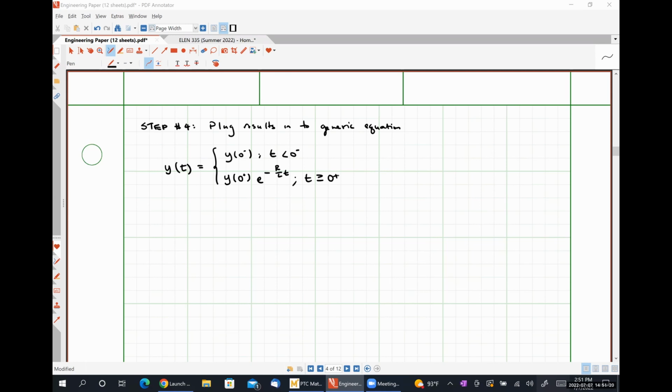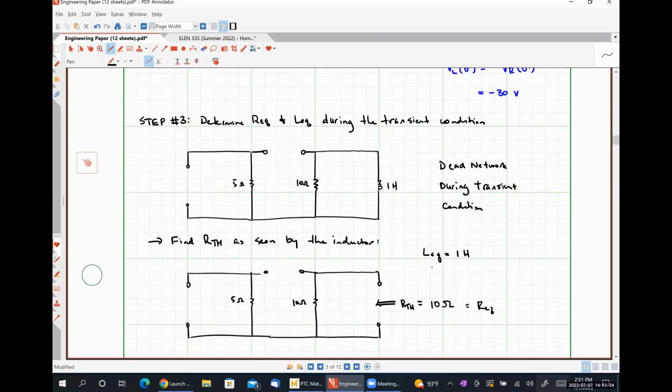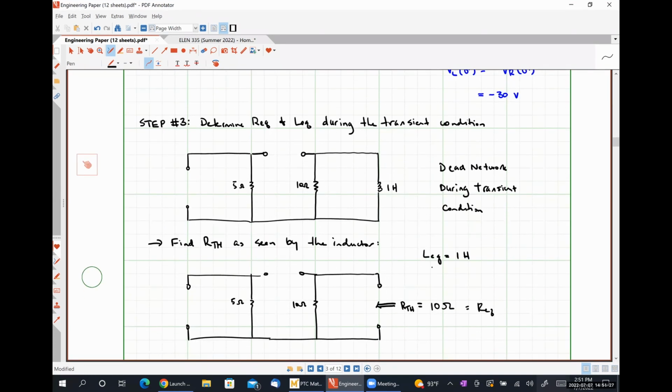Can I explain how the 5 doesn't contribute? Absolutely. Let me scroll back up here. So let's identify our nodes. So we have this node on top.